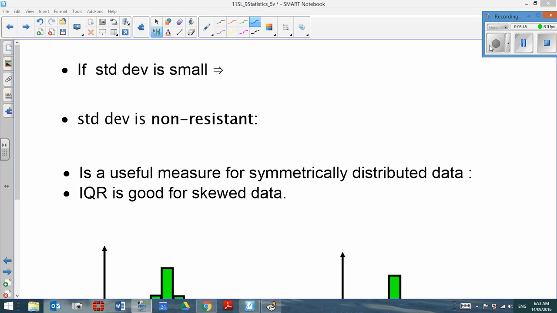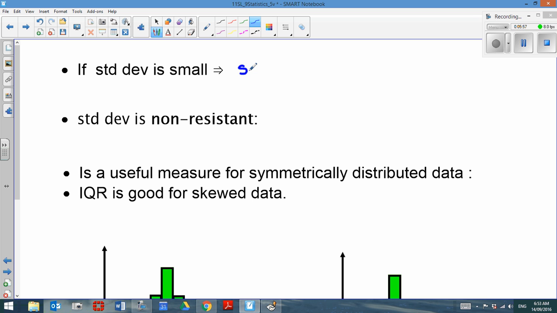So a few things to consider about why we even study standard deviation. If your standard deviation is small, then what is that going to tell you about your data? All right, so all of our data will be very close if we have a small standard deviation, so we have a small spread. Whereas if our standard deviation is large, we'll have a little bit larger spread.